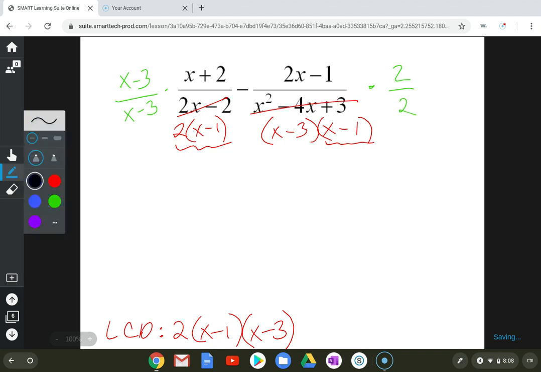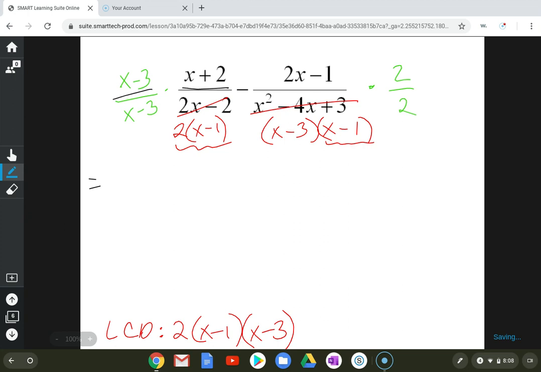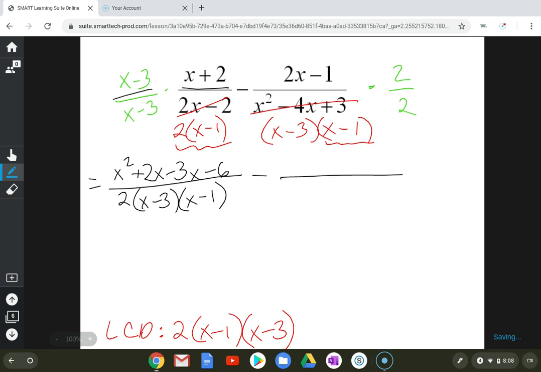So when I multiply this times this, I have to distribute everything. It's like foiling. So I end up with x squared plus 2x minus 3x minus 6 all over our LCD. Okay, minus this term, 4x minus 2 all over our LCD.